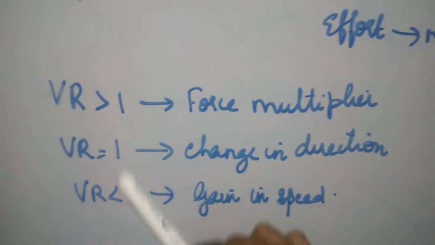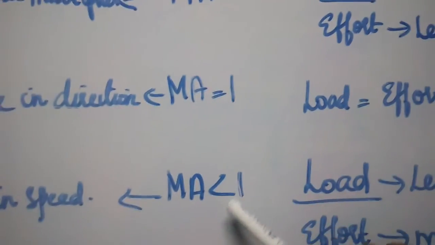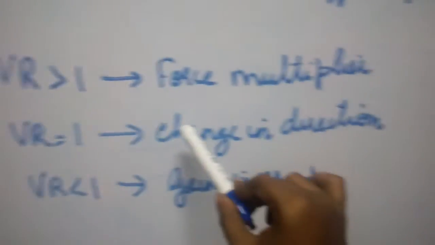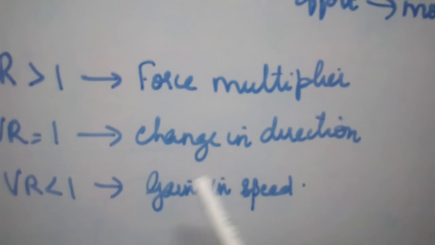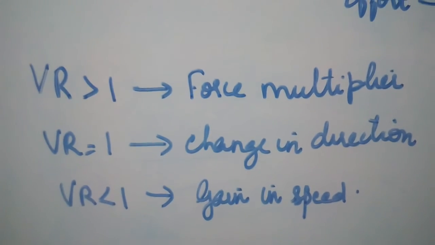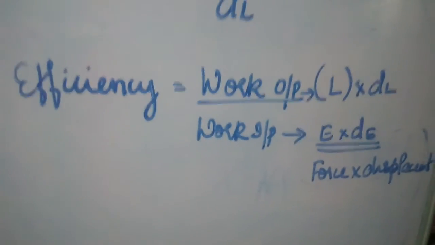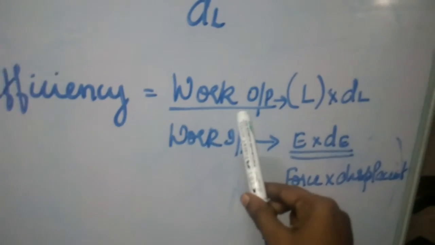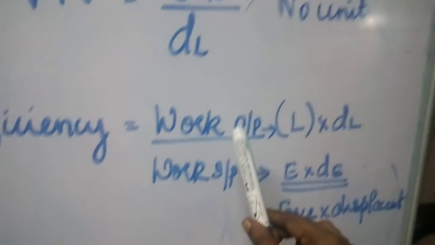From the value of velocity ratio also we can find out the function of that particular machine, like in the case of mechanical advantage. If the velocity ratio is greater than 1, the machine acts as a force multiplier. If it is equal to 1, change in the direction, and if it is less than 1, then speed multiplier.